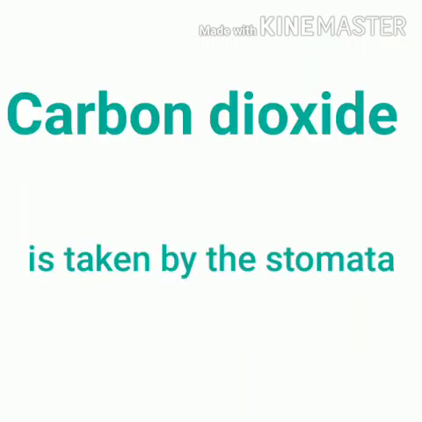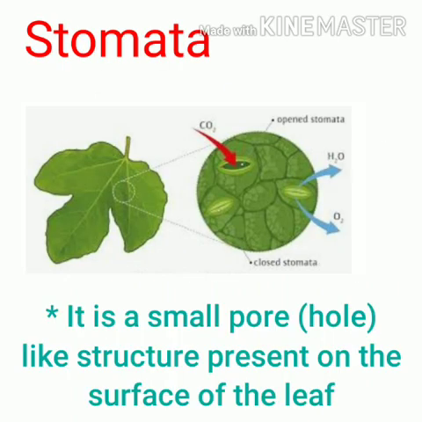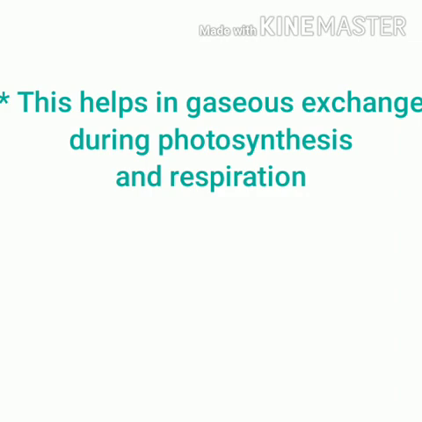Next, carbon dioxide. Carbon dioxide is taken in by the stomata. Stomata is a small pore-like structure. Pore means an opening-like structure present on the surface of the leaf, and this helps in gaseous exchange during photosynthesis, that is, to take in carbon dioxide and to give out oxygen.